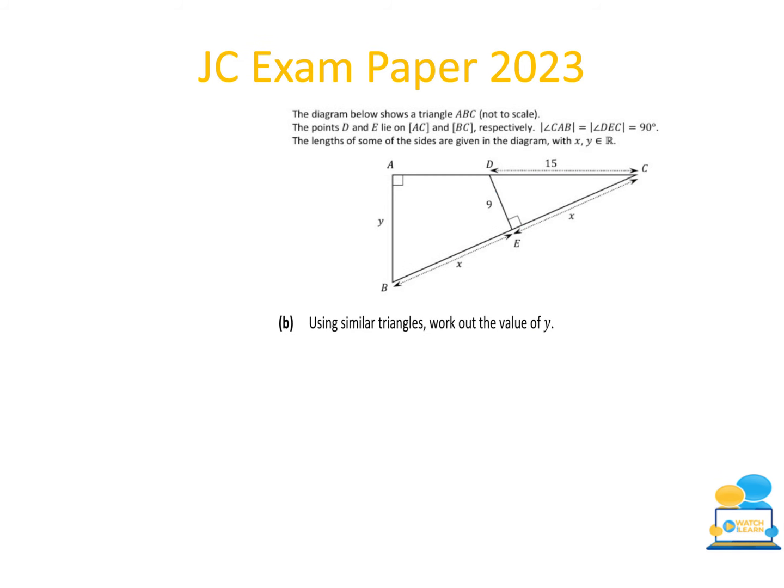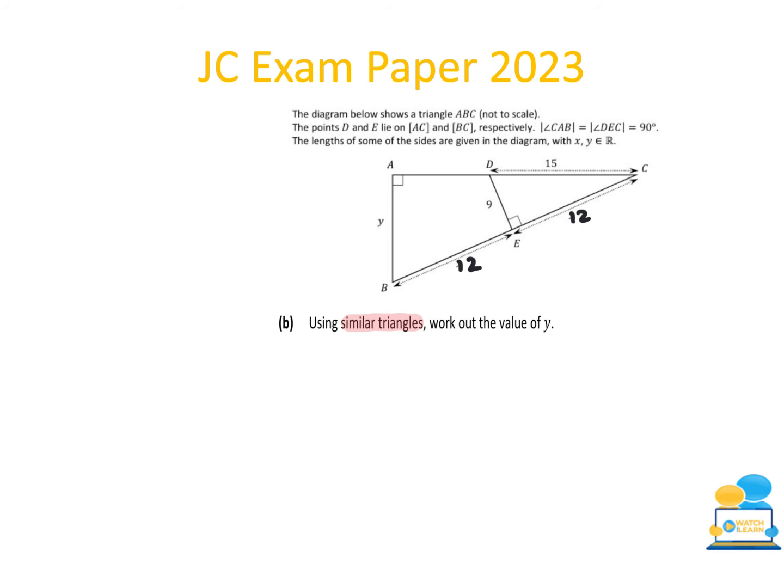This question continues then in part B and says, using similar triangles, work out the value of y. So we've already figured out from the previous question that x is equal to 12. So firstly, I'm going to change my x values in the diagram to 12. The question has told me to use similar triangles to work out the value of y. Therefore, we need to figure out which triangles are similar here.